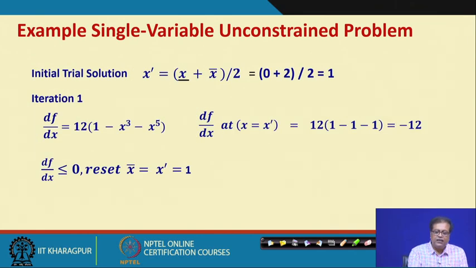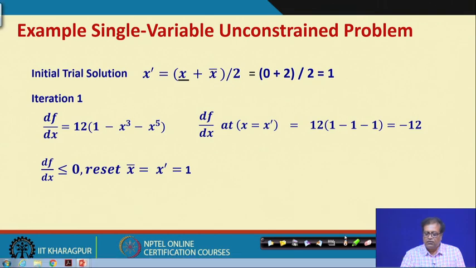So, now we first take x dash equal to the average of the 2. So, 0 plus 2 by 2 equal to 1, right. So, 1 will be our new value. Now, we check what happens at point 1. You recall that was our first derivative, df dx is 12 into 1 minus x^3 minus x^5. So, when you put that value 1, we find 12 into 1 minus 1 minus 1 equal to minus 12. So, we get a negative.